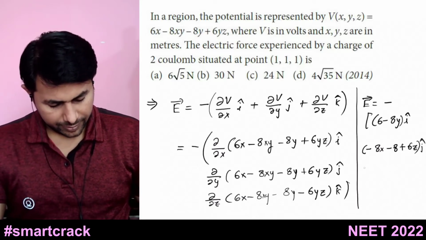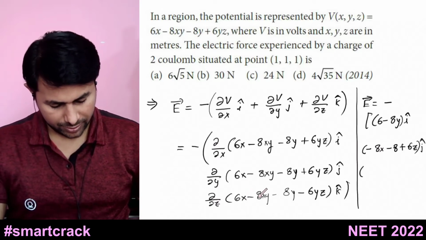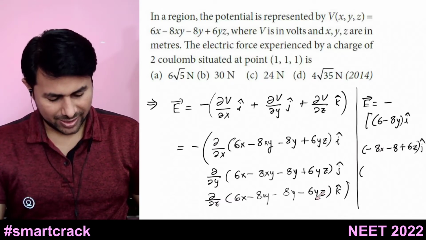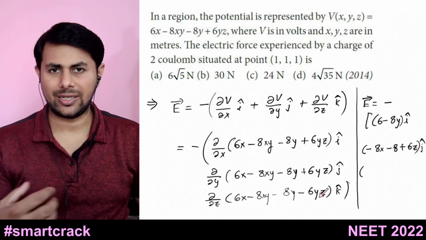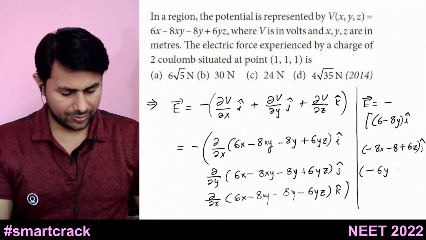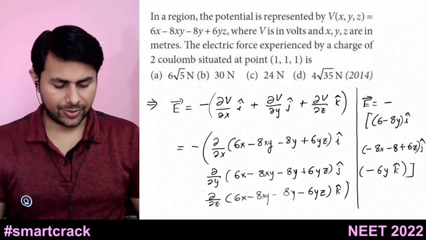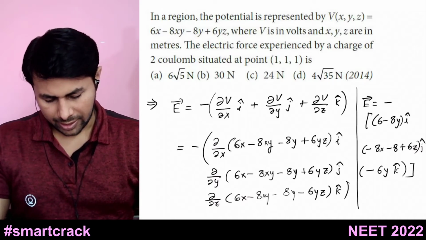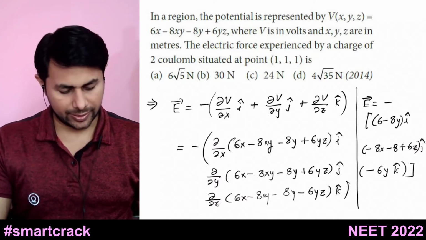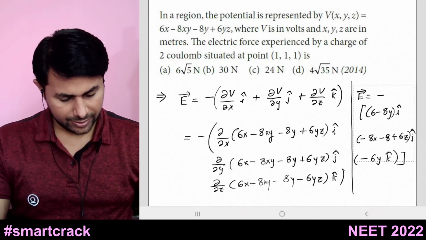Then we have the derivative with respect to z. There is no z in the first three terms, that's good. In the last term, 6y we can take as constant, so it is minus 6y into k cap, since dz by dz is 1. So this is the electric field. Are we given the point? Yes, it is (1,1,1), so x, y, z is equal to 1. Let's copy this on to the next page.